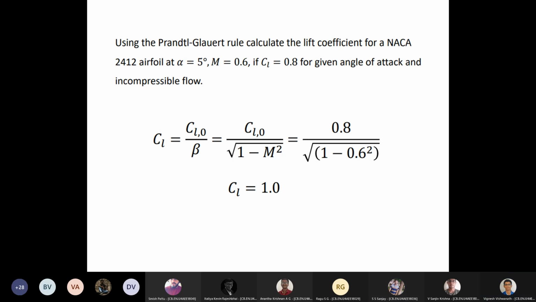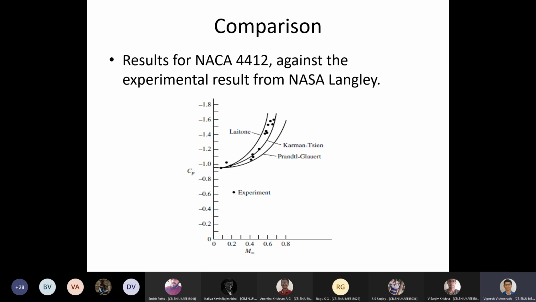Even though it's compressible flow, since we are restricting it to a very small angle of attack, at a lower angle of attack you do not have the pressure drag, so it's mainly only skin friction drag. But the theory still assumes inviscid flow. So from a theoretical perspective only, it's valid, but in reality, it's not 100% valid. That's why from the experimental results, you get a higher value.